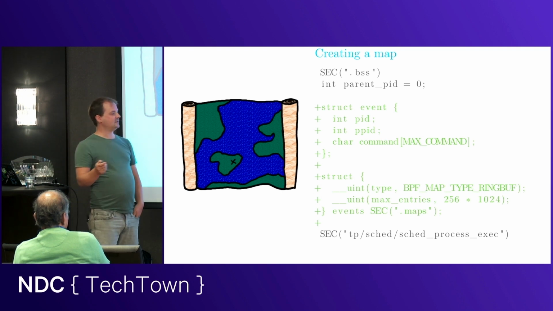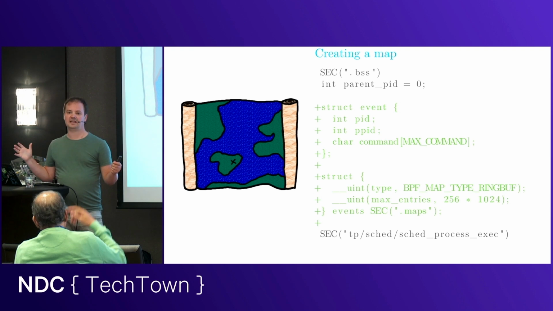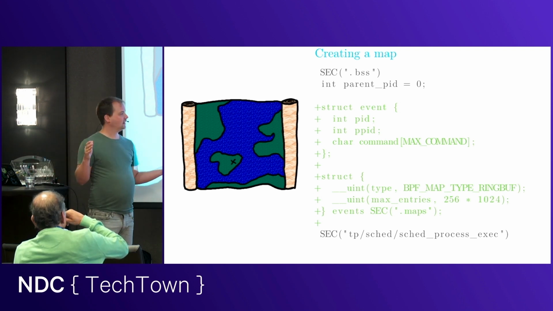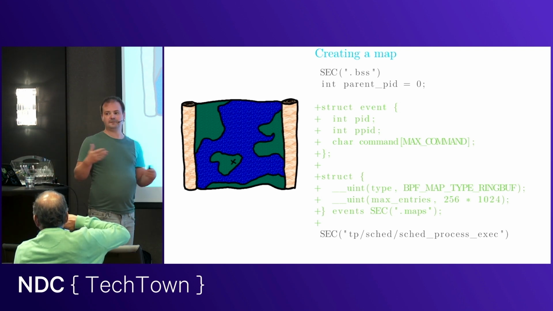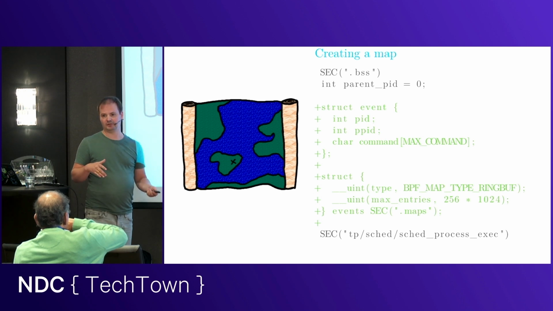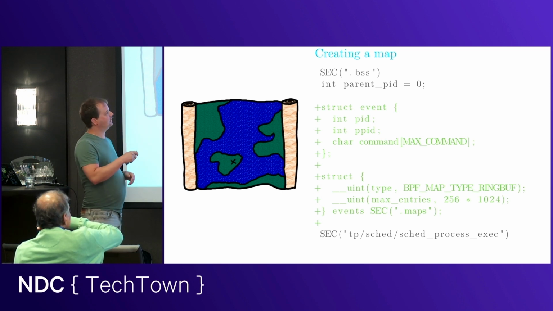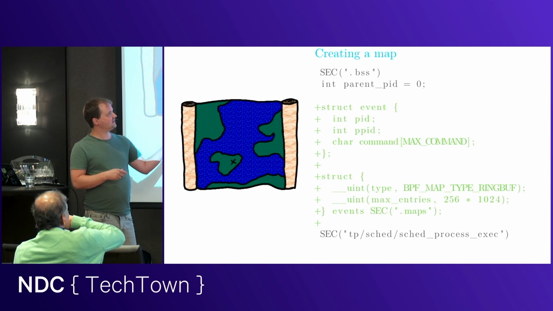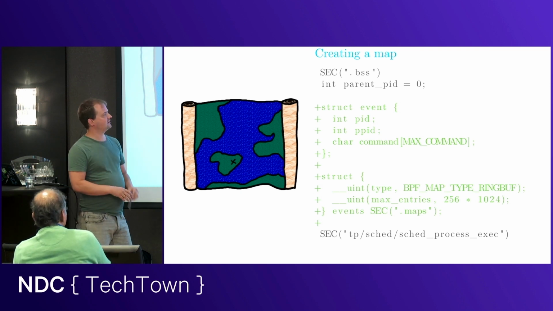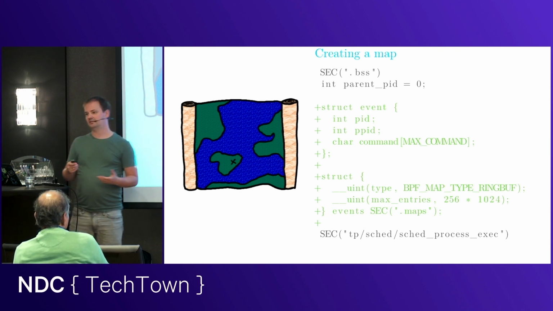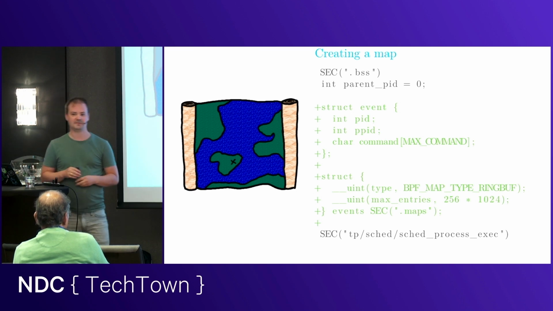So the max entries is basically the number of bytes you can have in the ring buffer. And it doesn't define what types it can hold. It can hold any type, basically. But what we'll use is this event struct that's over here, which holds the exact same information as what we were printing out to the trace pipe.